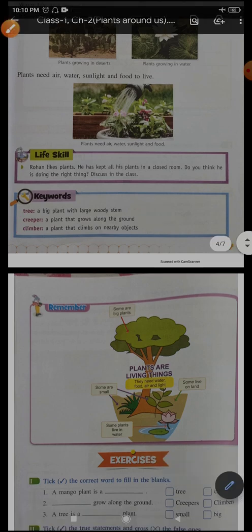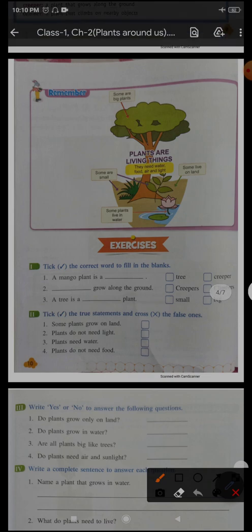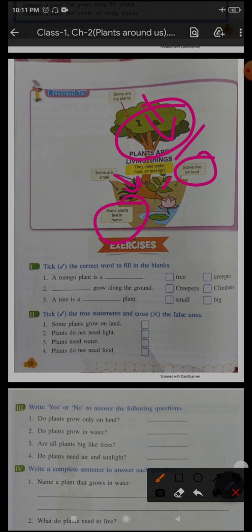Now the two points that you have to learn: plants are living things. I already explained why it is a living thing. Some plants, big plants, are called trees. Some plants live on land. See here, on land you can see the plant. Some are small, that is grass. Some plants live on water. You can see here the lotus, the pink, the beautiful part of the plant, this flower.